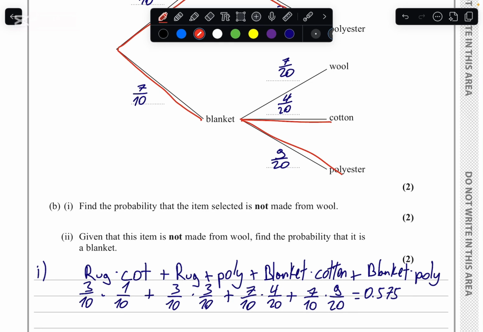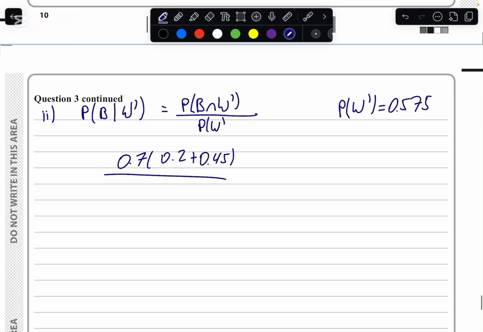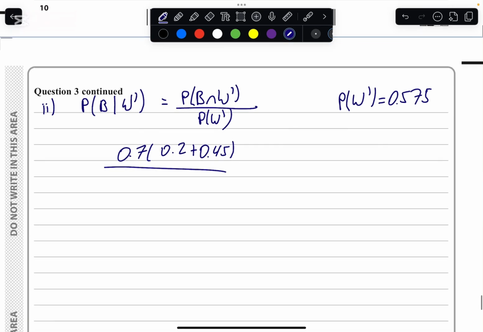So the intersection of the blanket, which is not woolen, is this. So we already said that this times this and this times this is the intersection for when the blanket is not woolen, so we're excluding the wool. So that's just 0.7 times 0.2 plus 0.45. That's the probability of the blanket intersection wool dash divided by the probability of wool dash, which is 0.575 as we found earlier. And putting that into the calculator, we get an answer of 91/115.